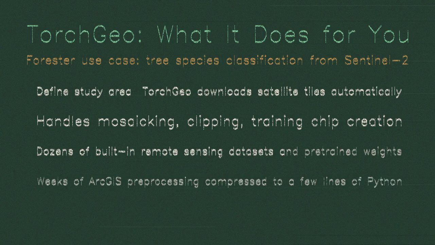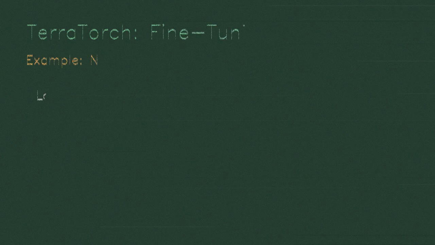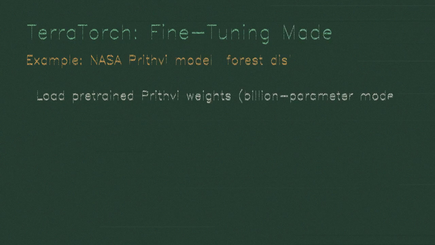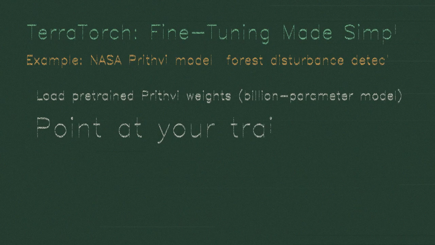And TerraTorch takes it further? TerraTorch is specifically designed for fine-tuning foundation models. It includes automated hyperparameter optimization, benchmarking support, and a modular model factory. For a practical example, say you want to use NASA's Prithvi foundation model to detect forest disturbance in your management area. With TerraTorch, you load the pre-trained Prithvi weights, point it at your training data, edit a YAML configuration file to set your parameters, and run the fine-tuning.